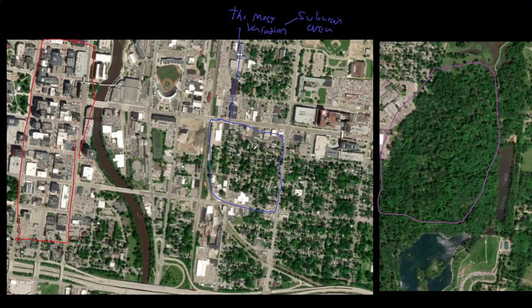We have trees, we have houses, we have roads. This is going to be suburban. This area has a decent amount of variation. It's got some grays, it's got some blacks, this is going to be an urban area. So it's going to have moderate variation. And then I want to look at this area over here.